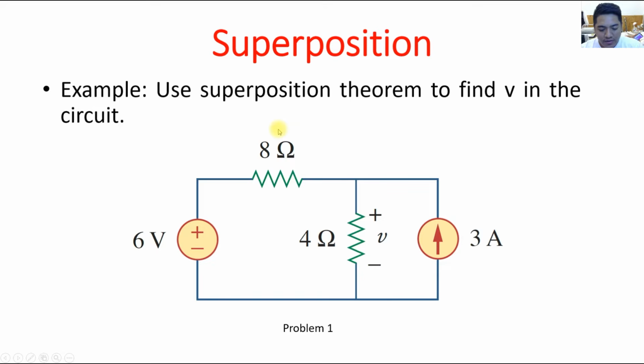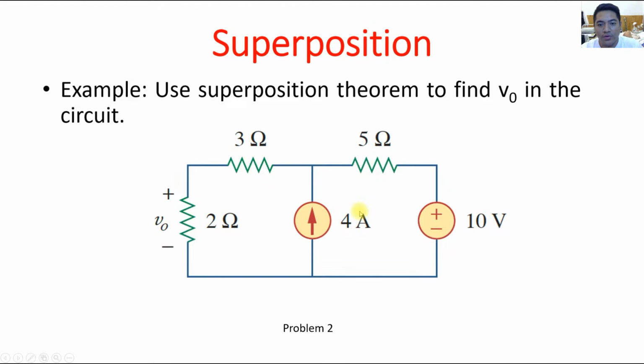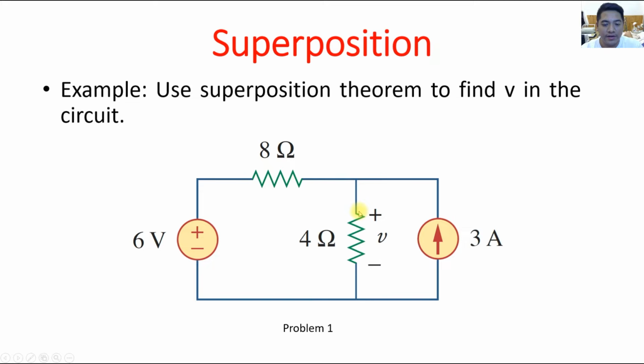So for example, let us go to our example. Use the superposition method in order to find V in the circuit. So we are asked to find V here. As we can see, we have 2 sources. We have the voltage source, and then we have the current source.